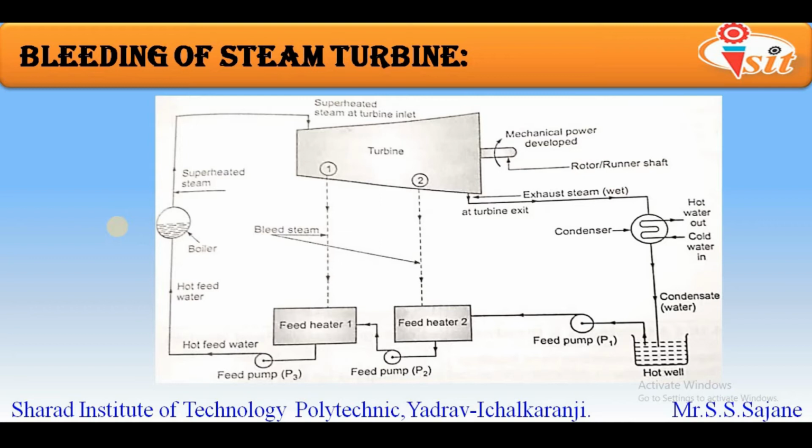As this superheated steam passes through the turbine, it gets expanded, and at a few points we drain out this same steam, which is called bleed steam, and we utilize this bleed steam for heating the normal temperature feed water. This will increase the temperature of the feed water, and as a result we are going to provide the boiler with hot feed water.